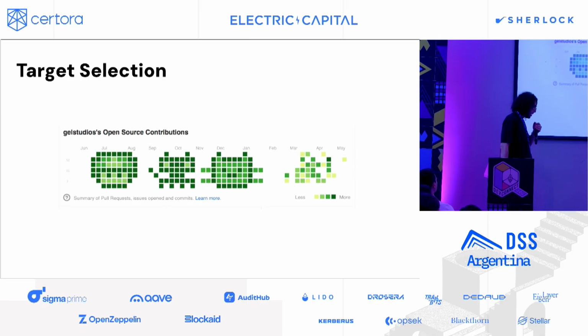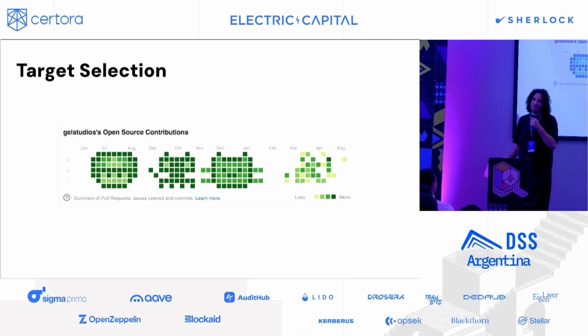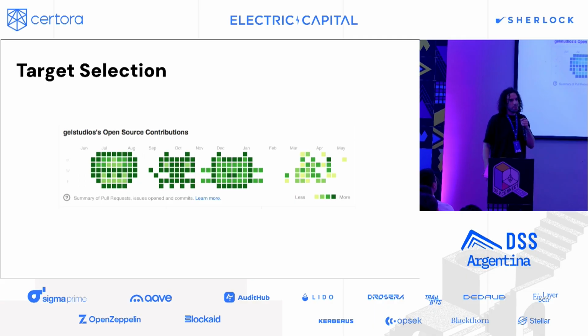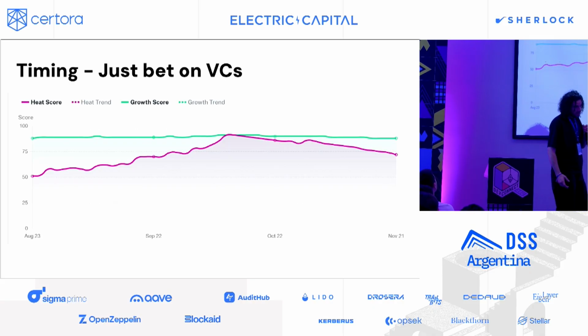Another important thing when it comes to target selection is to look at the GitHub, and if you recognize that it moves like it's driven by AI, likely it's going to be a good target. Then we have to look into timing.